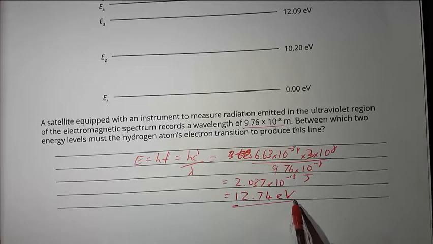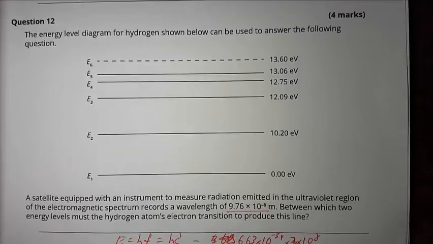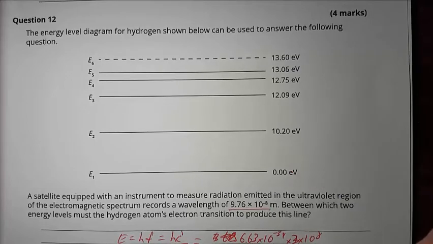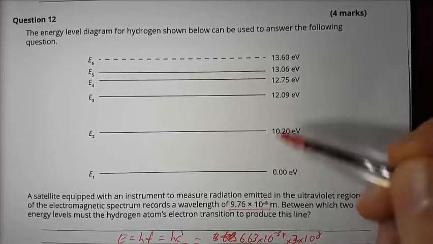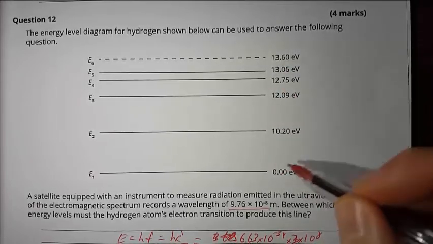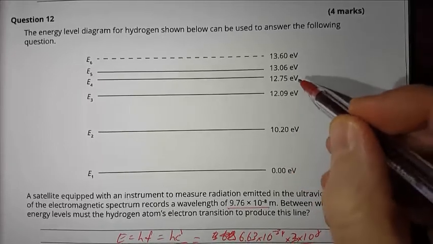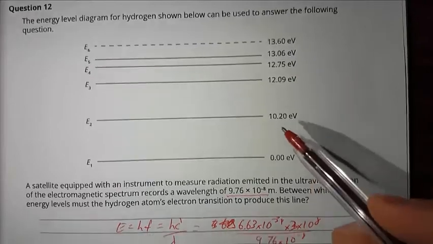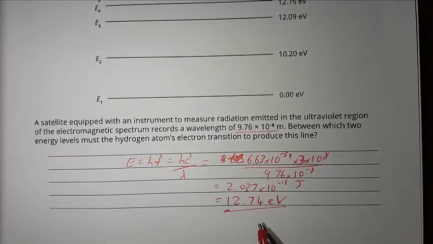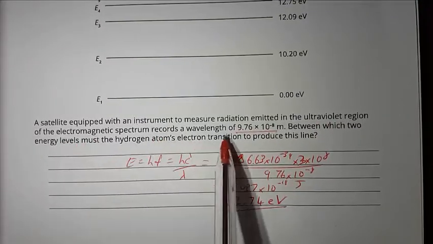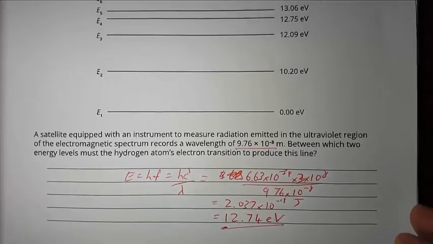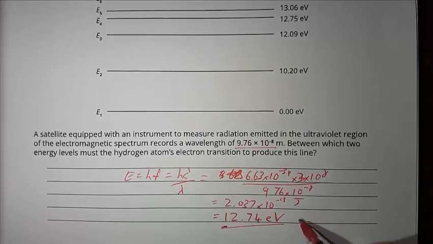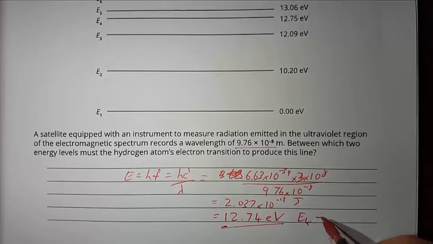So if this is the number I'm looking for, looking back at the diagram, I want an energy change of 12.74. This makes it nice and easy for me, now that it's not in the negative values, it's all positive, so it starts at 0. So I can see the closest I can get to is there, 12.75. Now it's not saying it's exactly 12.74, it's saying it records a wavelength, so you can allow for a bit of discrepancy in this question. So the answer in this case would be between E4 to E1.